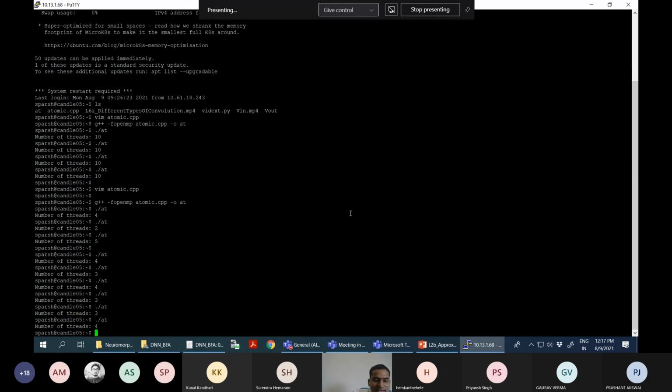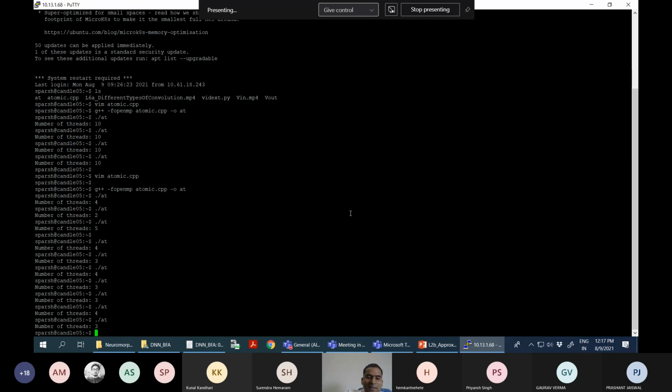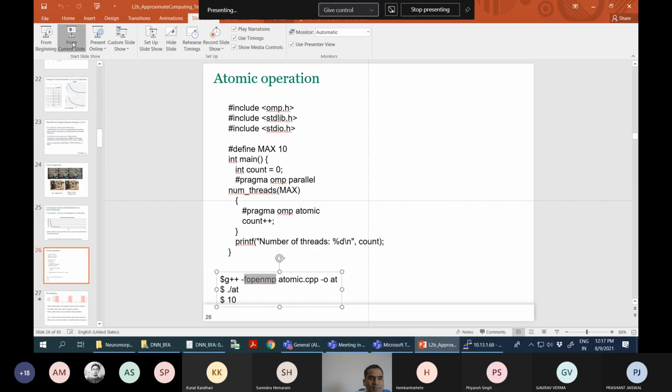Because all these threads are running in parallel and they are overwriting, right? One thread works and another thread just overwrites that same value. So that's why a lot of race conditions are happening. This is the reason you can't do this without atomic. Okay, let us go forward.